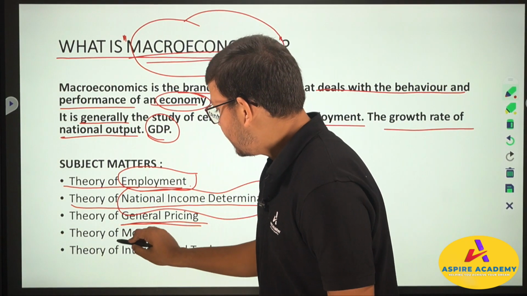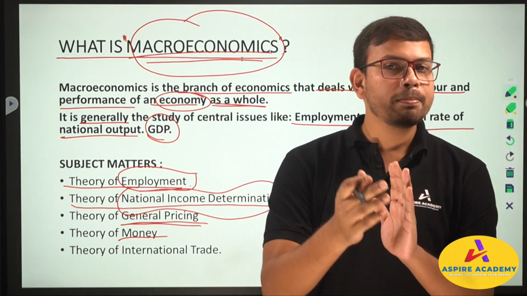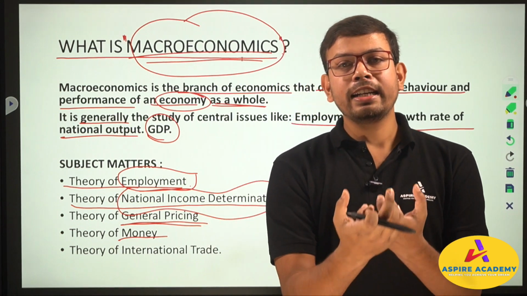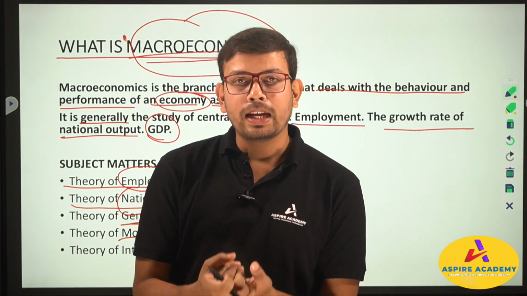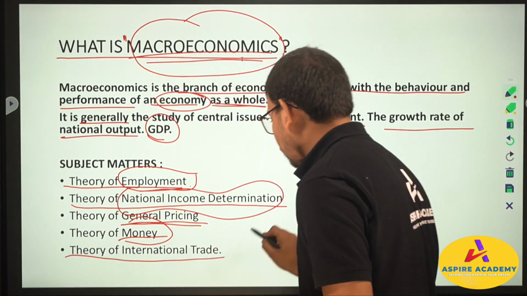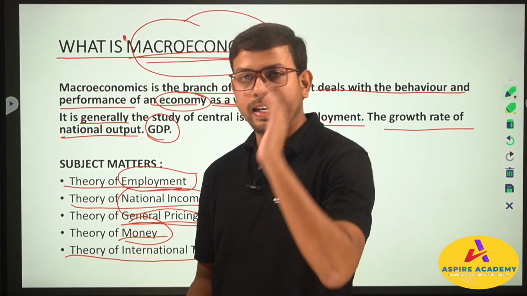Let's move on to the next, that is theory of money. Okay, the most important subject, how money is circulated in an economy. What is the role of banks? What is the role of RBI? We are going to study about that. And last but not the least, the theory of international trade.